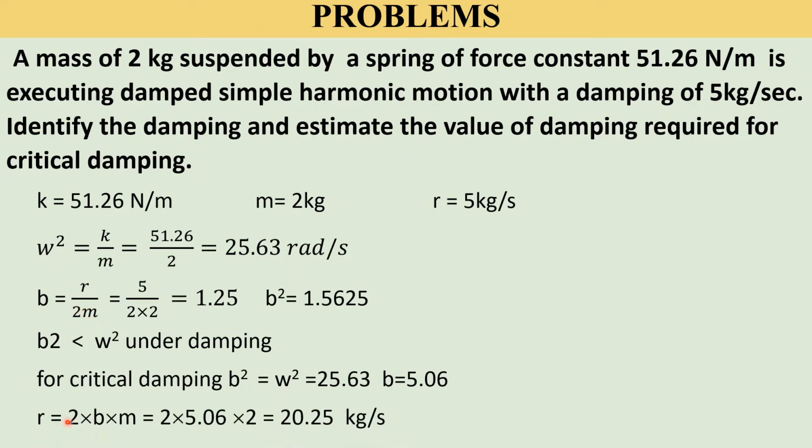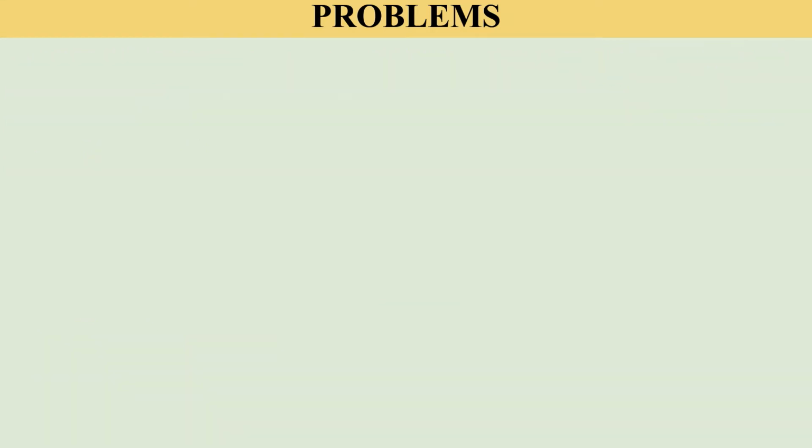So therefore R is equal to 2 into B into M, that is 2 into 5.06 for the critical damping, and M is 2. So therefore this is equal to 20.25 kg per second. So this is the damping coefficient required for the critical damping. Next problem.